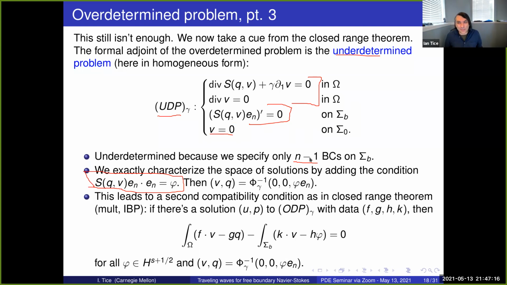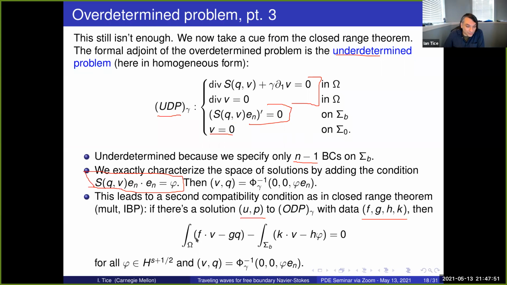And what this means is that I can mimic the argument that we use in the closed range theorem in order to derive another compatibility condition. The way that works is we basically say, look, if there exists a solution U, P to the overdetermined problem with a data quadruple F, G, H, and K, then what I can do is multiply by a solution to the underdetermined problem, integrate by parts, and deal with all of the boundary conditions in an appropriate way. And if I do this in the right way, what I will ultimately find is that the data F, G, H, and K have to satisfy this integral identity.